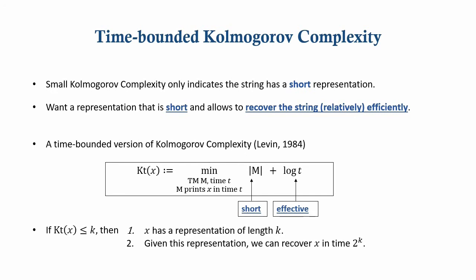So with this definition, if the KT complexity of x is at most k, then we know that x has a representation, or it can be compressed into at most k bits. And given this representation, we can recover x in time 2 to the k.